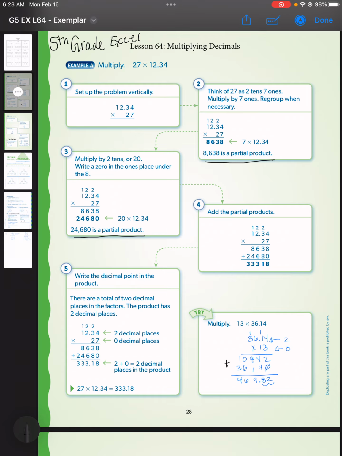And then students are going to think about how to multiply, first ignoring the decimal point. So we're going to start with the 7 and multiply the 7 by every digit to get their first partial product. And then they're going to do the same as they multiply by 2, and they're going to get a second partial product. And the final step is to add their partial products.